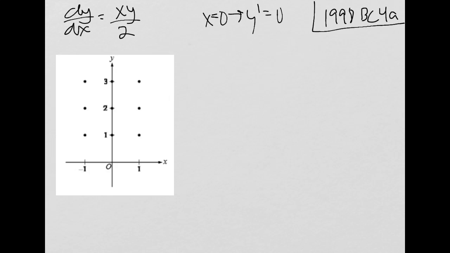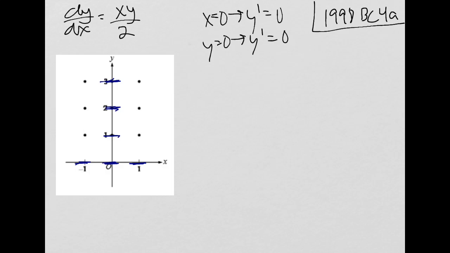And then same thing goes with y. If y equals 0, then y prime is equal to 0. So I'm going to go ahead and put those slopes in. The x-axis is when y is equal to 0, so I'm going to get a flat slope, flat slope, flat slope like that. And then x equal to 0 is the y-axis, so I'm going to get a flat slope, flat slope, flat slope like that.